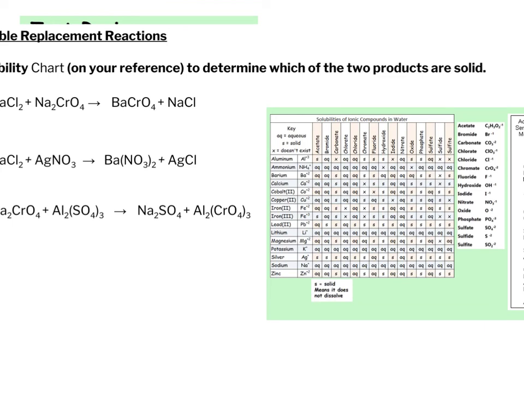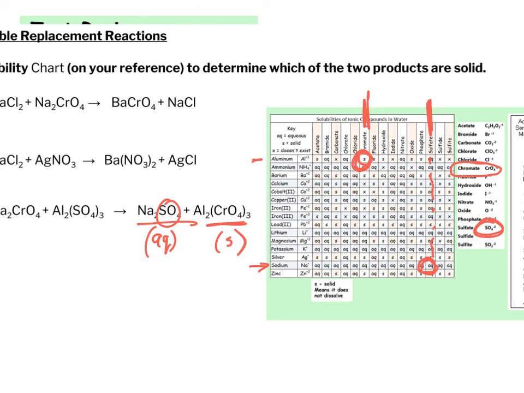For the third one, we have Na2SO4. That would be sodium, and SO4. SO4 is sulfate, that's this column on the chart. All right, so we want to determine if sodium sulfate is aqueous. So that product is aqueous. All right, aluminum, CrO4. What is CrO4? CrO4 is chromate. So then we have aluminum chromate. That is this right here. Aluminum chromate is a solid. So that reaction would happen.